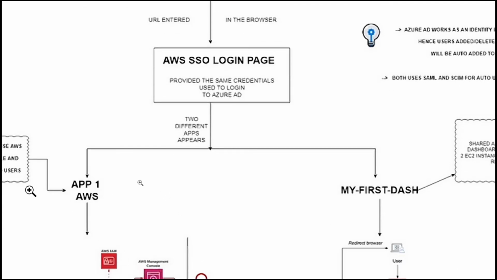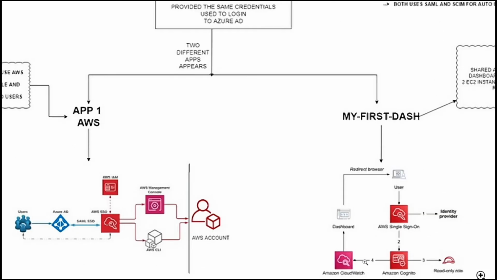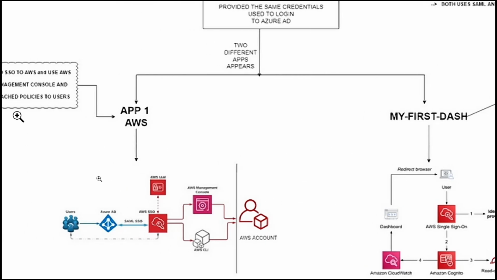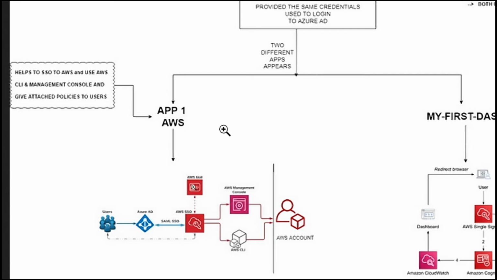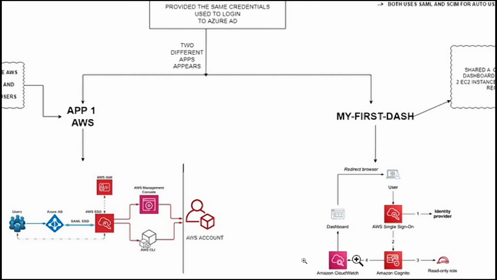So for simplicity, because it is just a simple POC, I have given some of the users access to AWS and some of the users access to the second application, First Dash, and my Ananya Oja Synergetics account access to both of the applications. So Ananya Oja can log into AWS Console and CLI, as well as see the dashboards and how things are working.